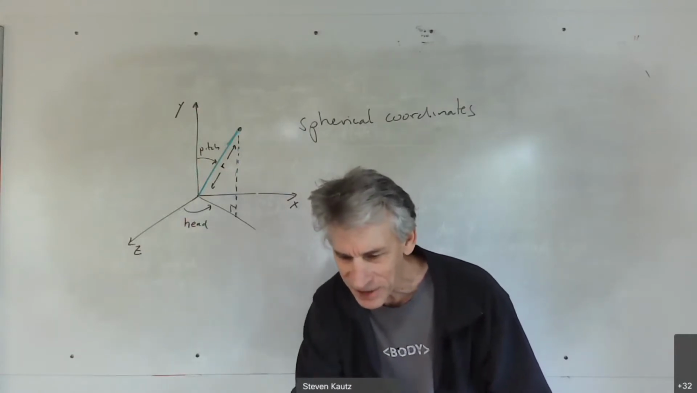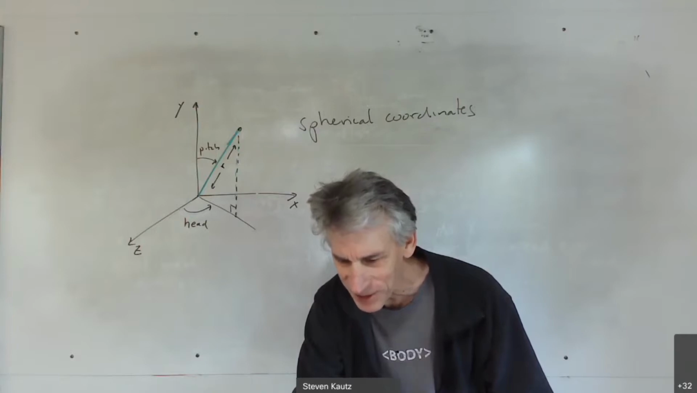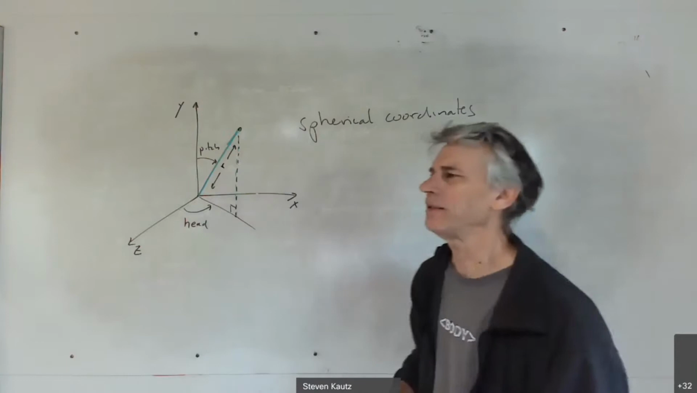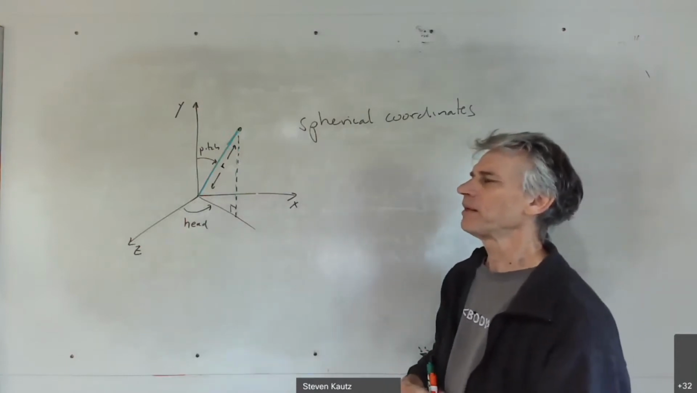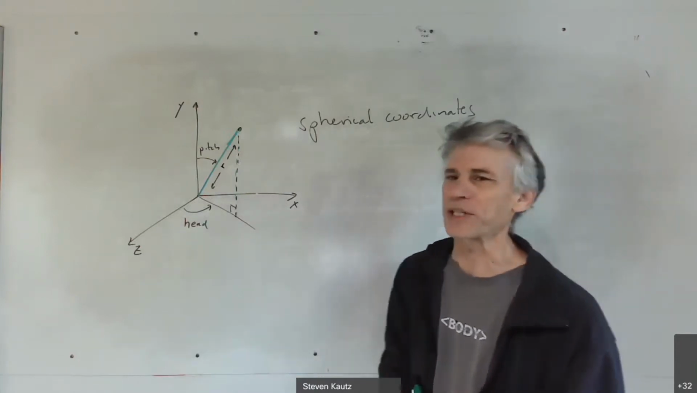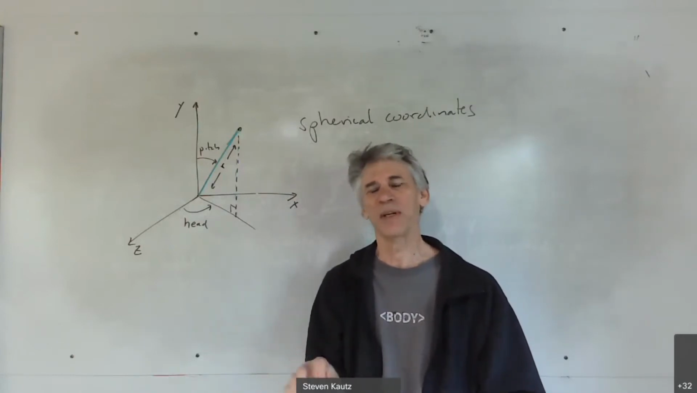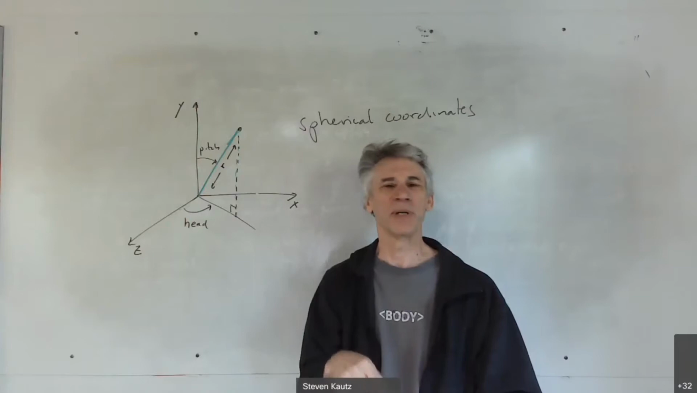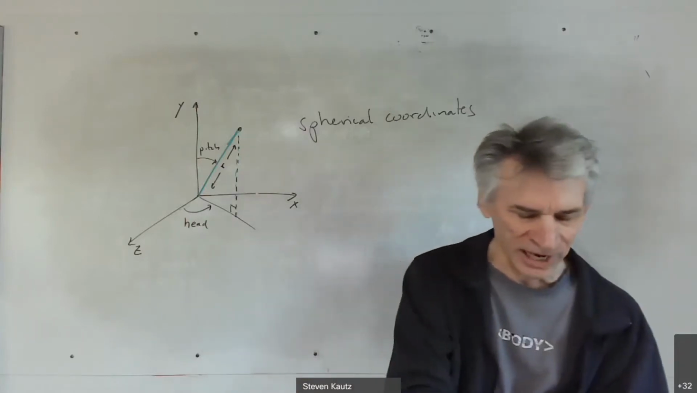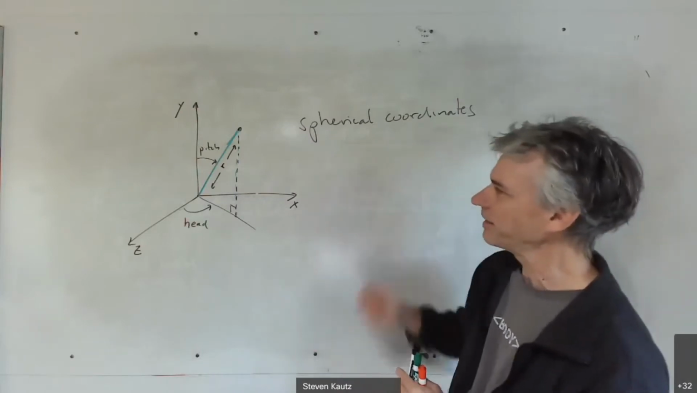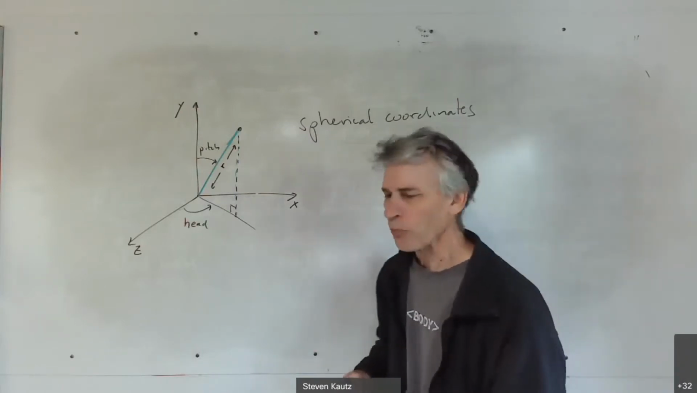Yes, flashbacks to Calc 3, right. I think spherical coordinates is completely analogous to the polar coordinate system in 2 dimensions. But in polar coordinates in 2 dimensions, you have one angle and one radial distance, and here we have 2 angles and a radial distance.